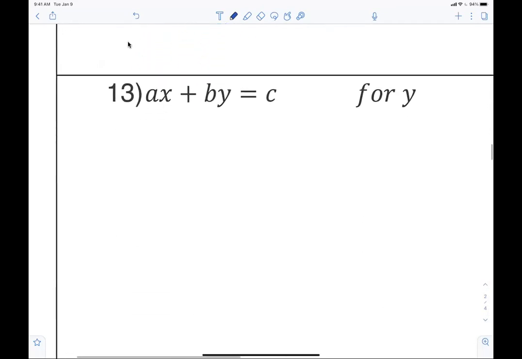All right. A little bit harder. Tyler, help me with 13. What am I solving for? Y. All right, so we need to underline the y.